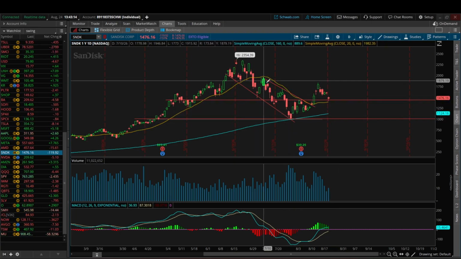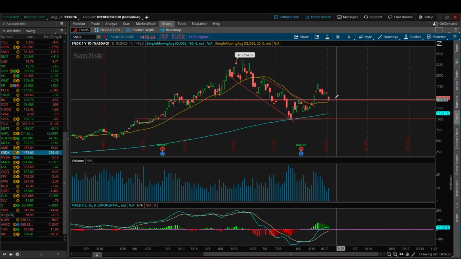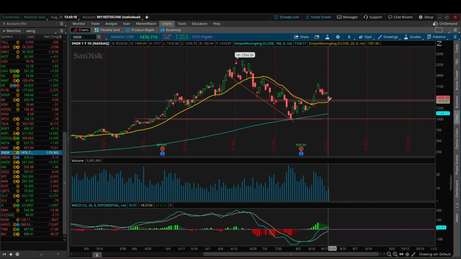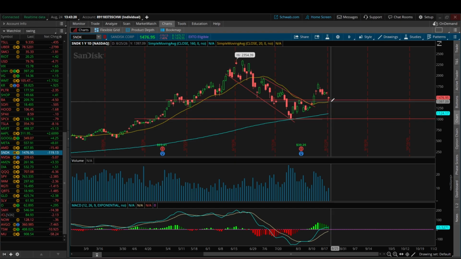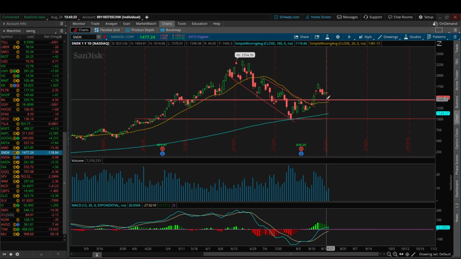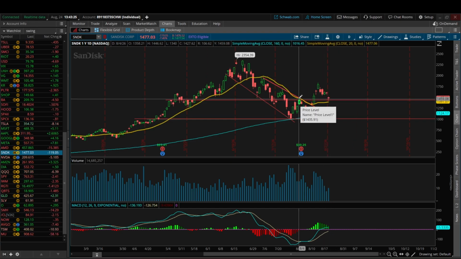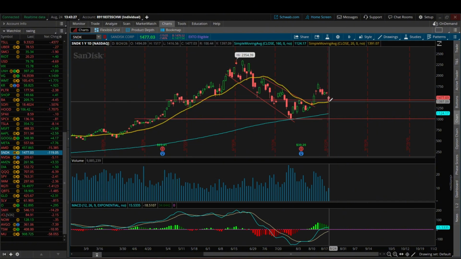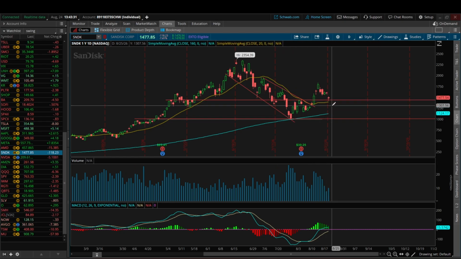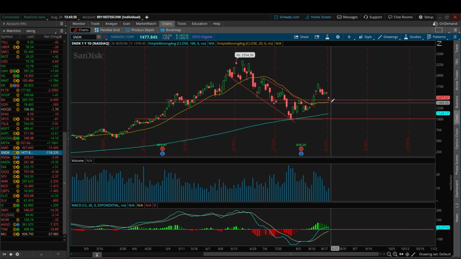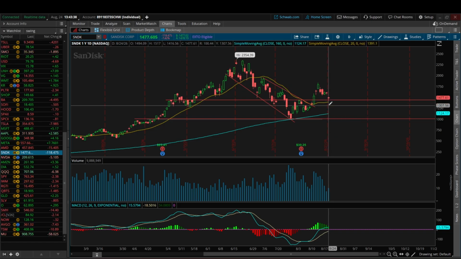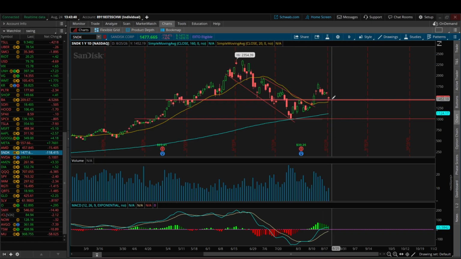Ever since we broke out of this channel, now we're pulling back, testing the 20 moving average, which is also the previous breakout level. What I want to see is the price action play out in this area. If today we close with this wick and we don't capitulate and flush below the 20 moving average, I want to see how tomorrow opens.